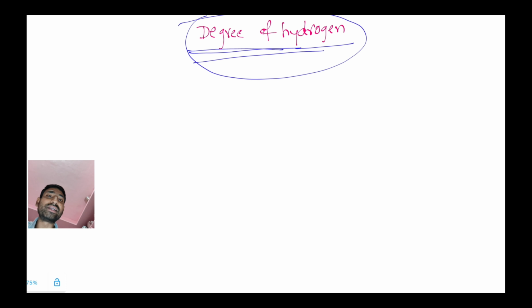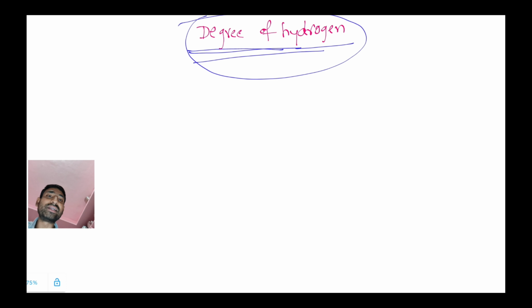It is simple. If hydrogen is linked with the tertiary carbon atom, that hydrogen is also called tertiary hydrogen. If hydrogen is linked with the primary carbon, that is also called primary hydrogen. If hydrogen is linked with secondary carbon atom, that hydrogen is also called secondary hydrogen. For example, there is one organic molecule.